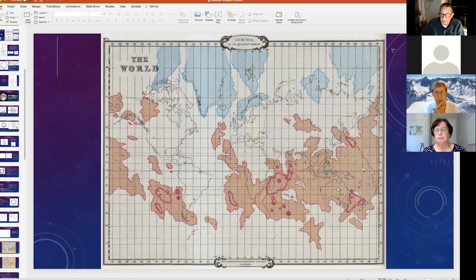And you'll see it's a lot of it's over in the Pacific and in Southern Asia and included Australia and South Africa and maybe parts of the polar region. I'm not sure what that is. It's interesting that they don't really mention too much about Antarctica.